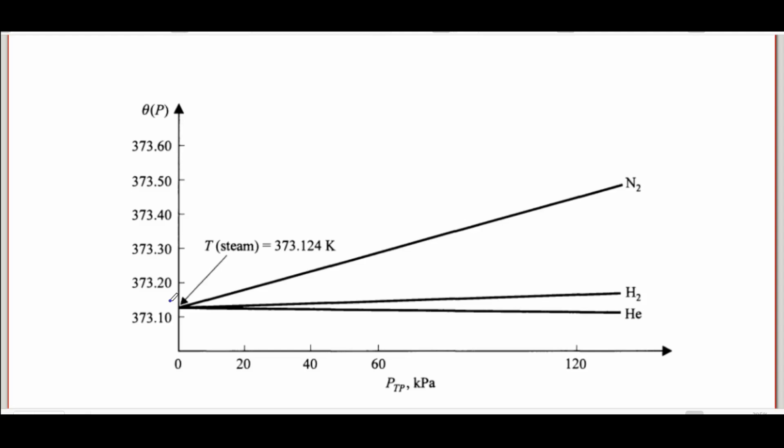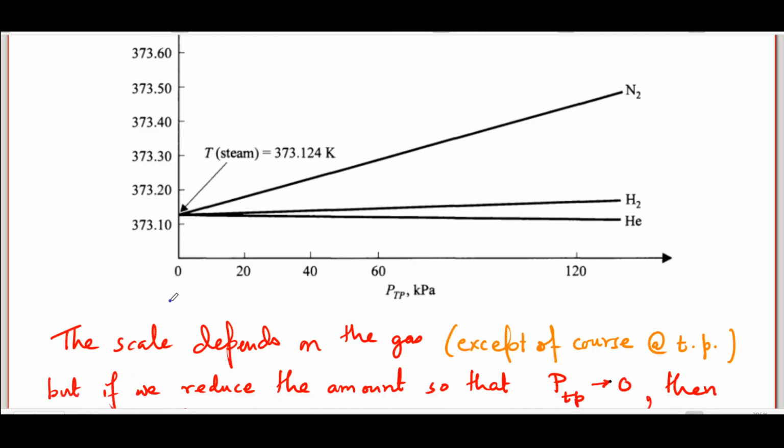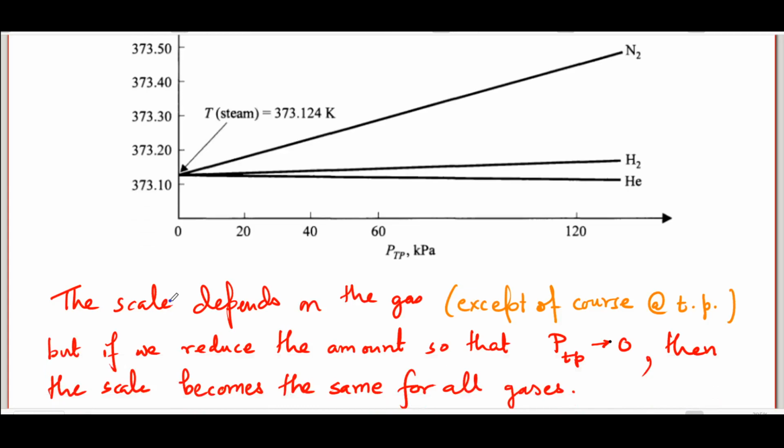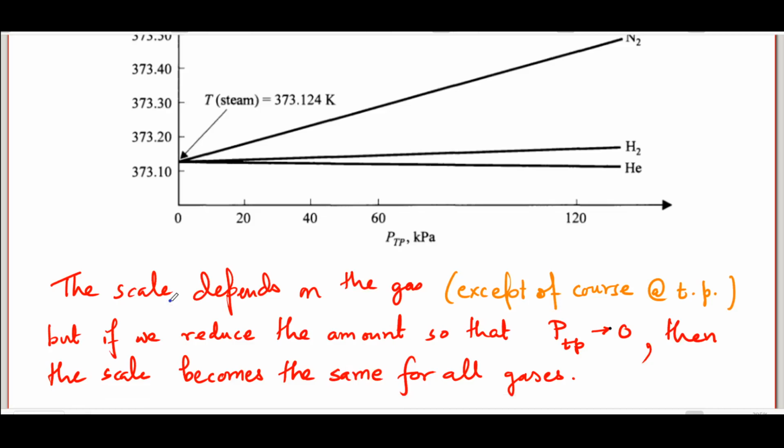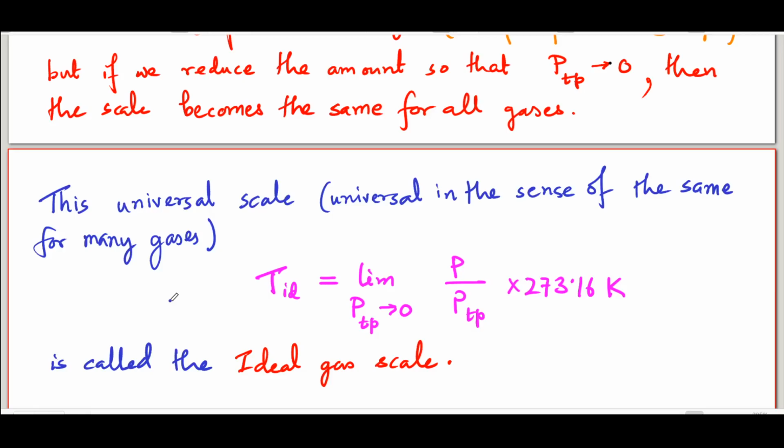This happens not only at the boiling point of water, it also happens, say, at the melting point or at any other standard temperature that you would care to use. So now you have a kind of universal scale. This scale actually depends on the gas, except of course at the triple point, where it has to give you 273.16 Kelvin. But as you reduce the amount of the gas so that P_TP falls to 0, then the scale becomes the same for all gases, irrespective of which gas you are using, or at least most gases to be more precise. This universal scale, universal in the sense that it is the same for many, many different gases, is called the ideal gas scale.